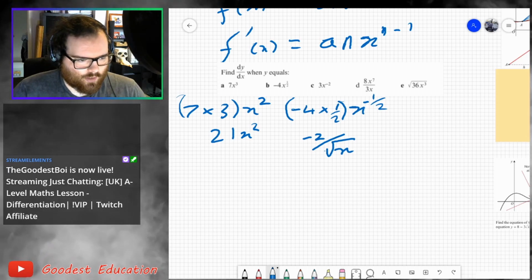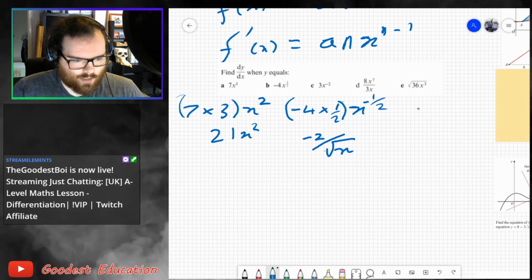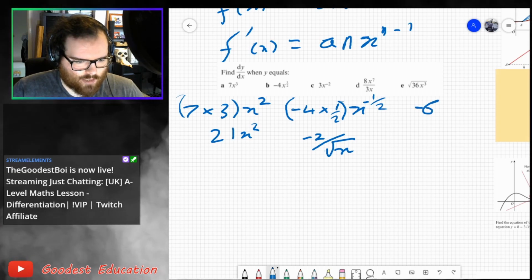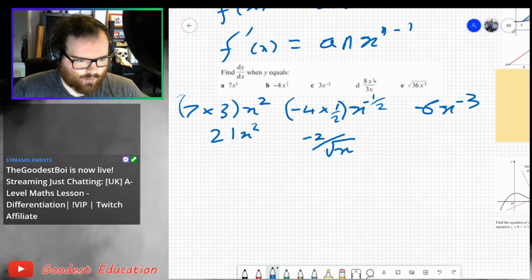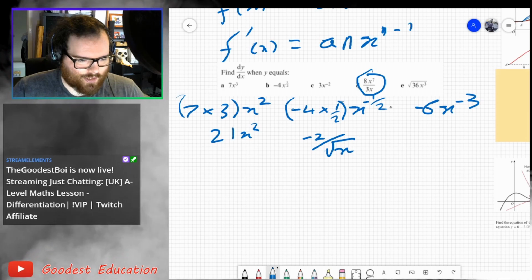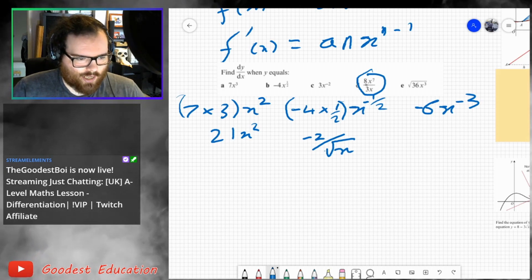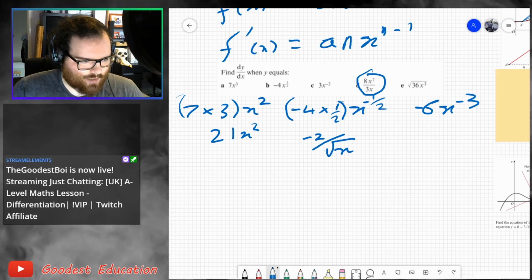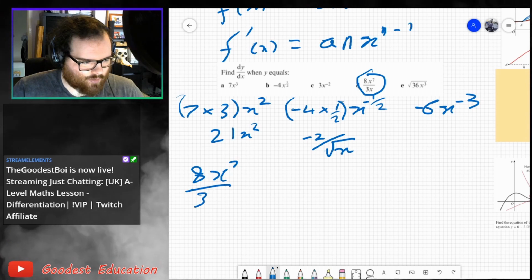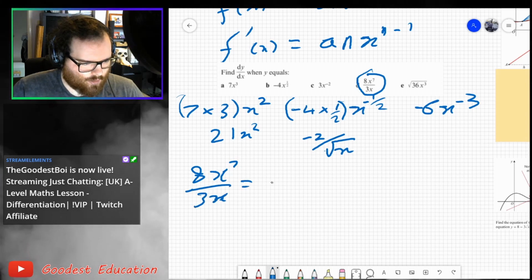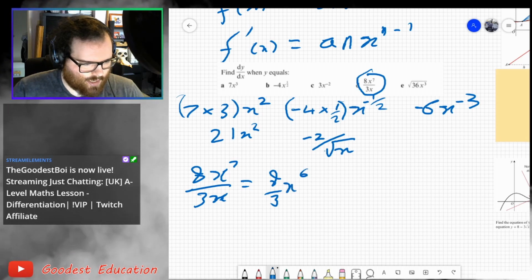So for 3x to the minus 2, the minus 2 is going to come down, so you're going to get minus 6 x to the minus 3. It is a bit interesting that I've done that. So for d here, first you're going to have to cancel it, so 8x to the 7 over 3x is equal to 8 over 3 x to the 6.